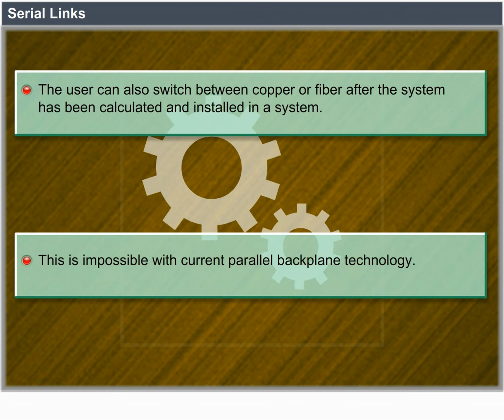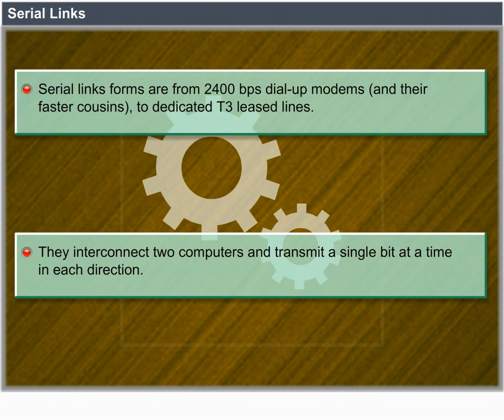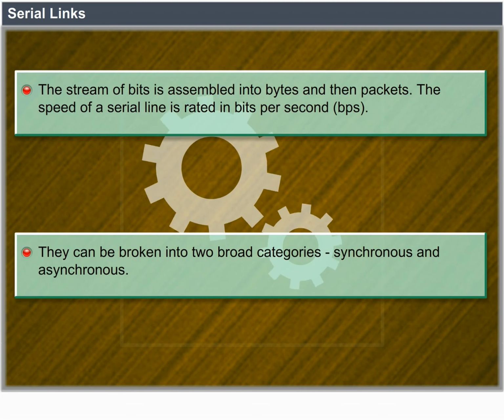Serial links range from 2400 bps dial-up modems and their faster cousins to dedicated T3 leased lines. They interconnect two computers and transmit a single bit at a time in each direction. The stream of bits is assembled into bytes and then packets. The speed of a serial line is rated in bits per second, that is BPS. They can be broken into two broad categories, synchronous and asynchronous.